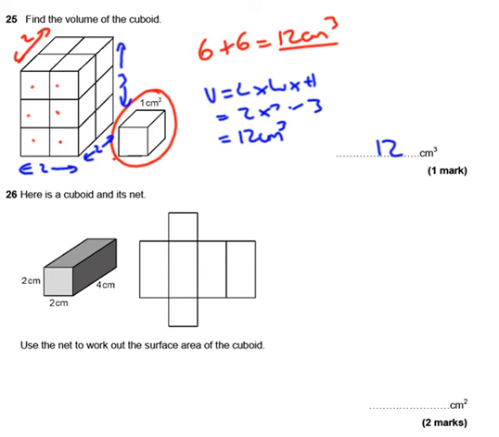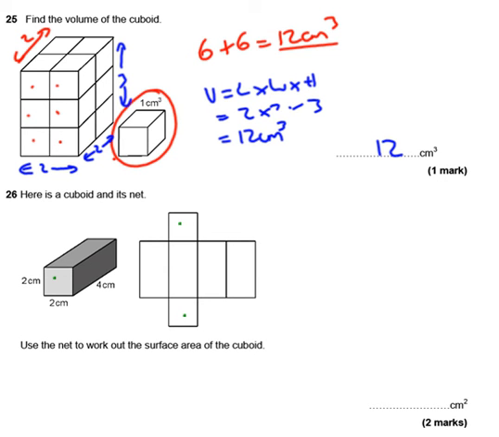Question 26. Here is a cuboid and its net. Use the net to work out the surface area of the cuboid. Now the surface area is the total area of all the faces of a 3D shape. Because they've drawn the net for us, the net is like the shape opened up and out, so we can see all the faces quite clearly. We've got a square here, and we'll have another square at the back, and they are there and there. And then in the middle we've got 4 rectangles, which we can see in the middle here.